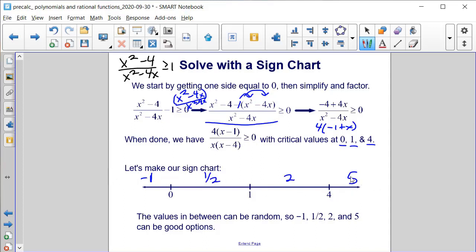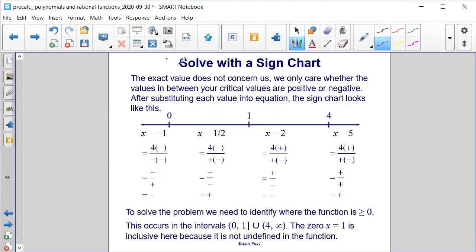So what we're going to do is substitute these values into our rational function and see if the output is positive or negative. The exact value that these test points provide doesn't really concern us. We only care whether the values in between our critical numbers are positive or negative.